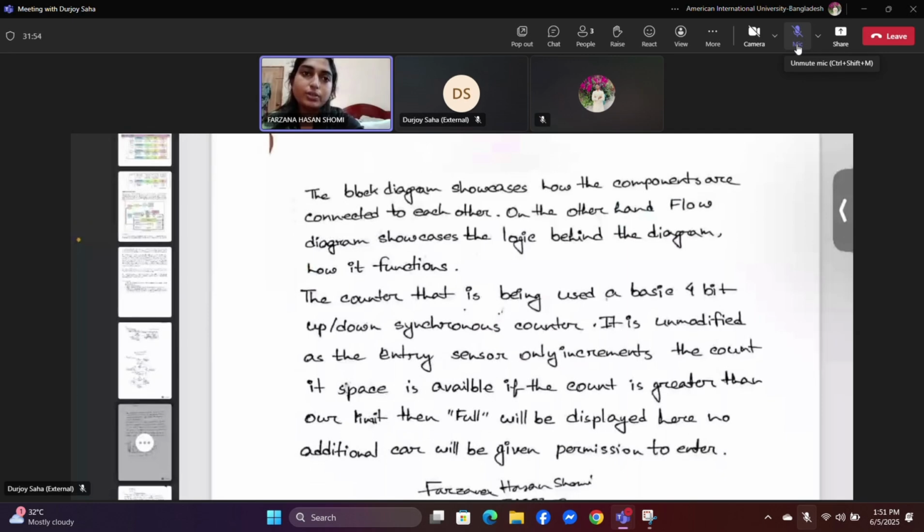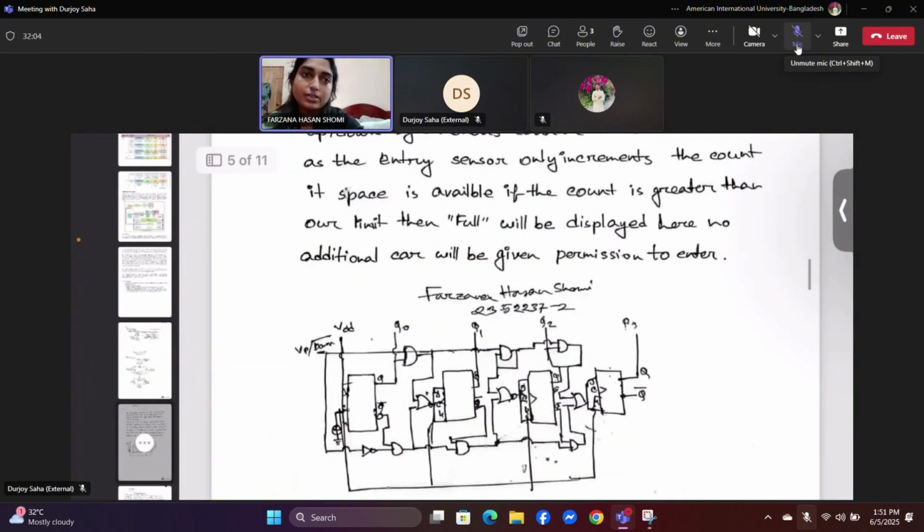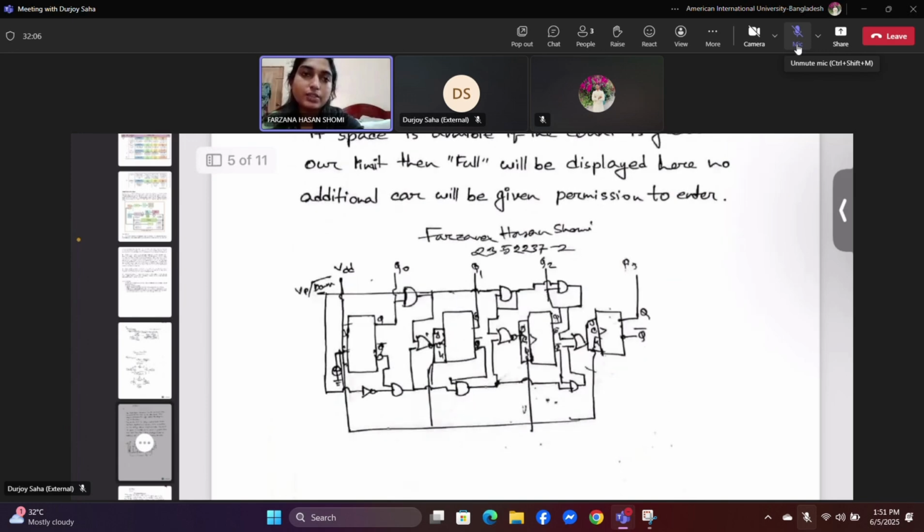At the heart of this system is a 4-bit up-down counter, which is shown in the circuit below. This counter is triggered by the enter and exit sensors. When a car enters and space is available, the count increments. If a car exits, the count decrements. Once the count reaches the maximum value of 11, the system displays full and no more cars will be allowed to enter. This ensures the parking system runs smoothly, avoids overfilling, and gives real-time feedback through the display system.